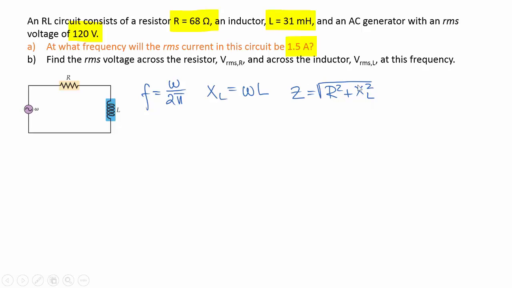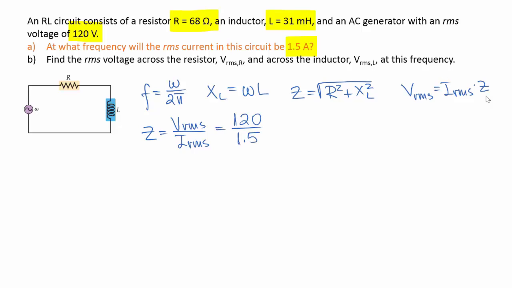Now the problem is we can find XL if we know the impedance, but we don't know the impedance, but we can calculate it. The impedance relates the RMS voltage across the generator to the current, and we know that Vrms equals current RMS multiplied by Z. So from this equation we can find the impedance Z as the ratio between the RMS voltage and the RMS current. RMS voltage is 120 volts and RMS current is 1.5 amps, and we get a value of 80 ohms for the impedance Z.